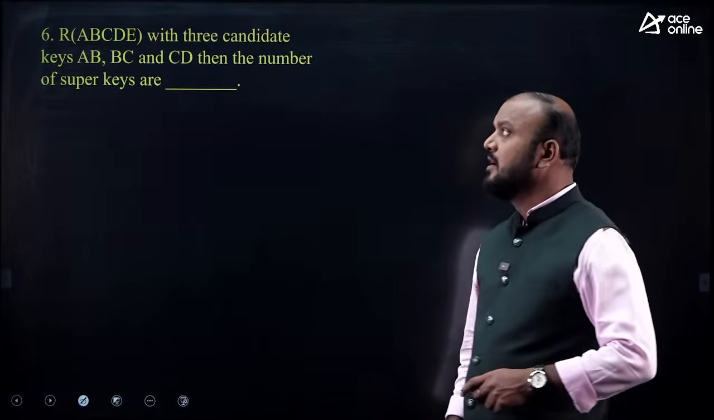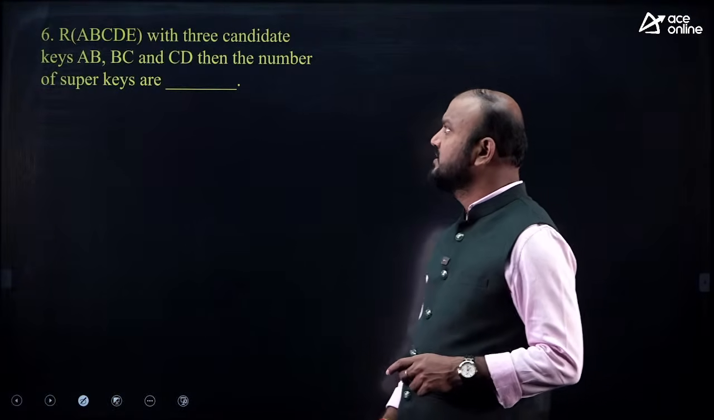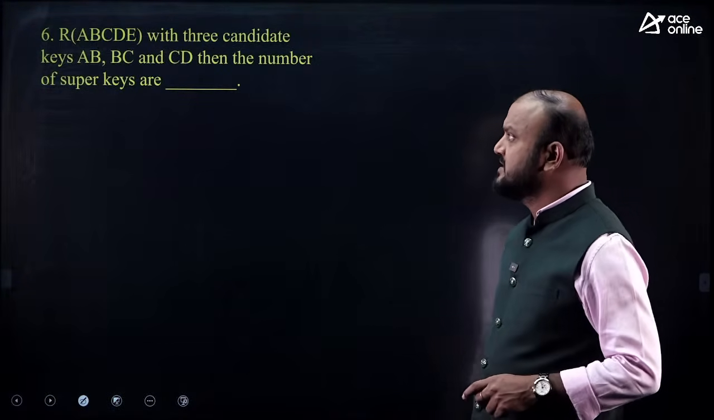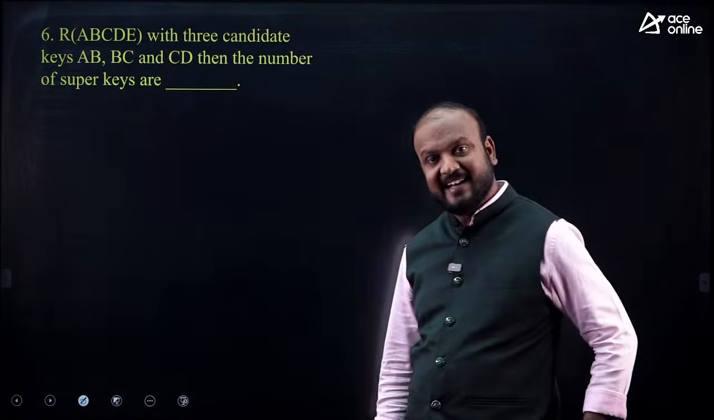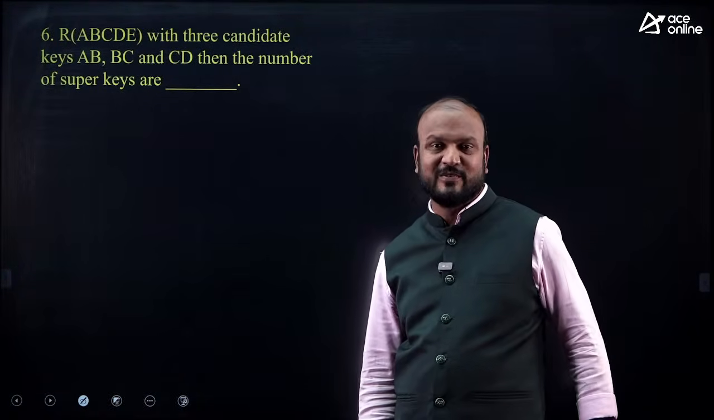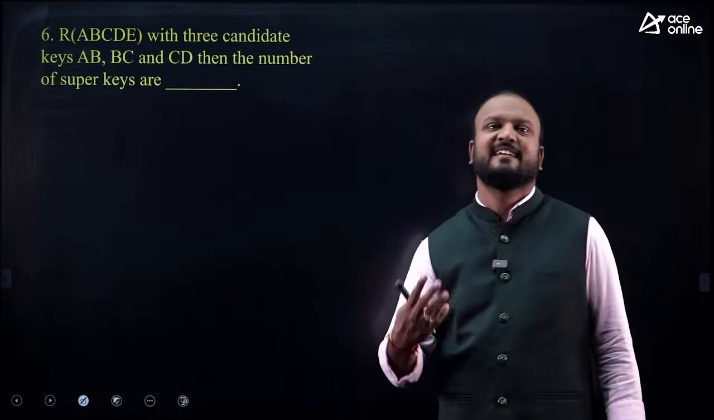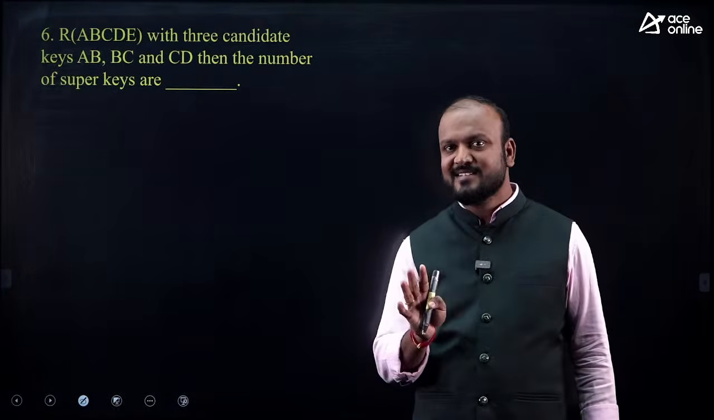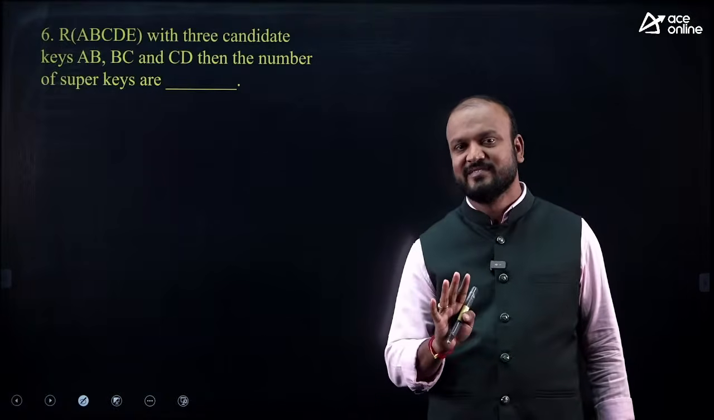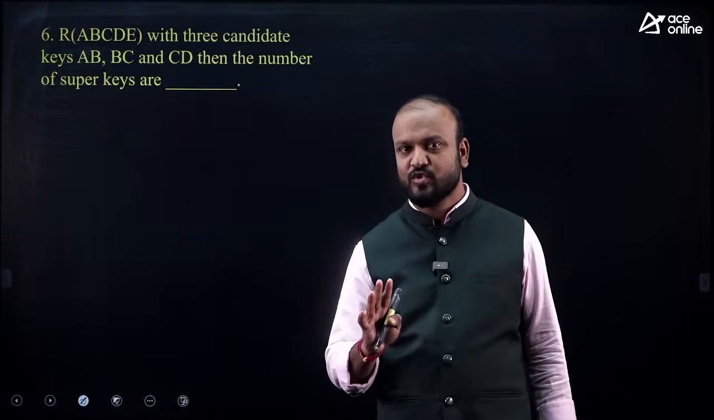Okay. R of A, B, C, D, E with 3 candidate keys: AB, BC, CD. So far, questions were asked on 1 candidate key, not even 2 also, but expected: if 3 candidate keys are given, how many super keys are possible? So I hope you are understanding what kind of questions I am giving you. All are expected type.